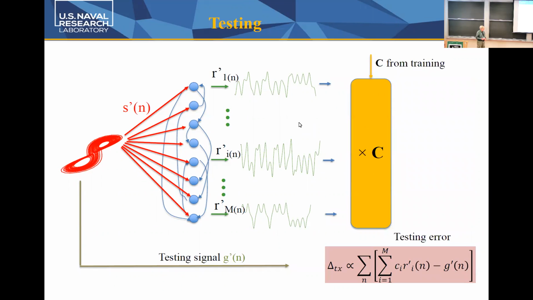In the testing then, I have again the same network. I drive with some different signal, and I have a testing signal. I use these coefficients from the training to make a linear combination of my output signals to try to fit that testing signal. So my error metric here is going to be this testing error. How well do I fit the testing signal?